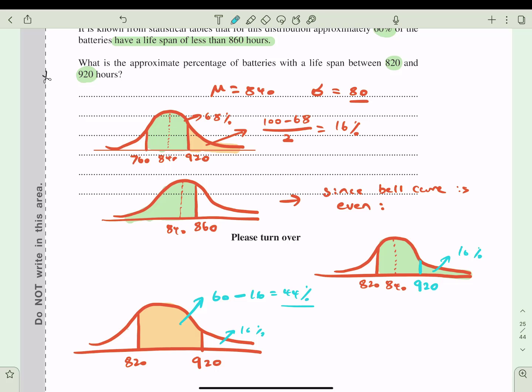44% of batteries have a lifespan between 820 and 920. So overall, this is a pretty hard question. I would definitely recommend we draw our bell curves here to help us understand what is going on, because we have to use a lot of different calculations and perspectives.